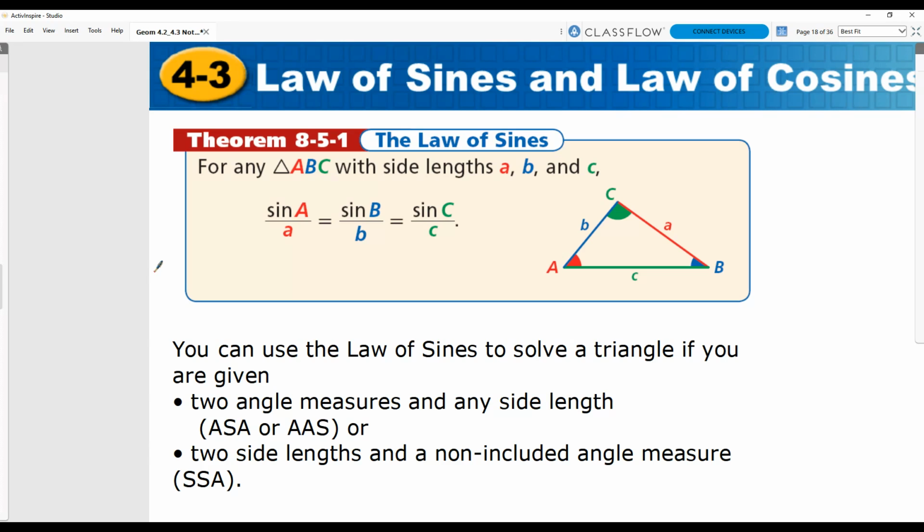We use the law of sines to solve a triangle. Solving a triangle just means you're finding your missing angles and your missing sides. So it works if we know an angle side angle, or an angle angle side, or a side side angle. It works for those three options. So let's take a look at our first triangle we're going to solve using law of sines.